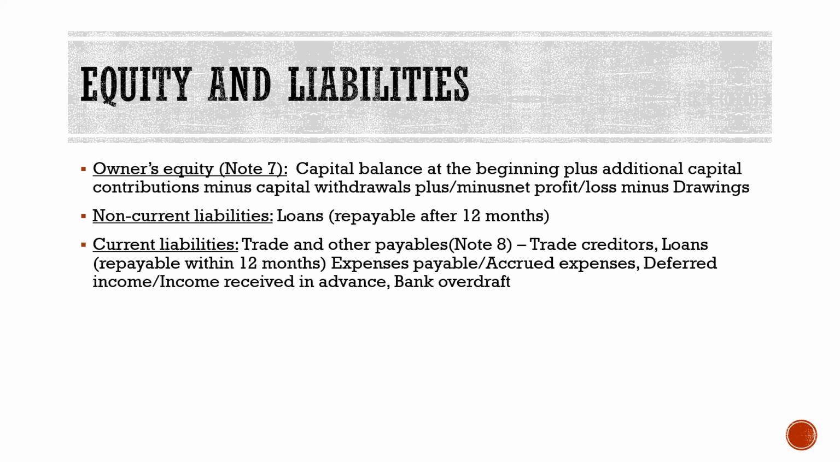Non-current liabilities, loans repayable after 12 months, and then current liabilities, trade and other payables, note number 8: trade creditors, loans repayable within 12 months, expenses payable, accrued expenses, deferred income, income received in advance, bank overdraft. If you've missed the school buzzer, there you go.